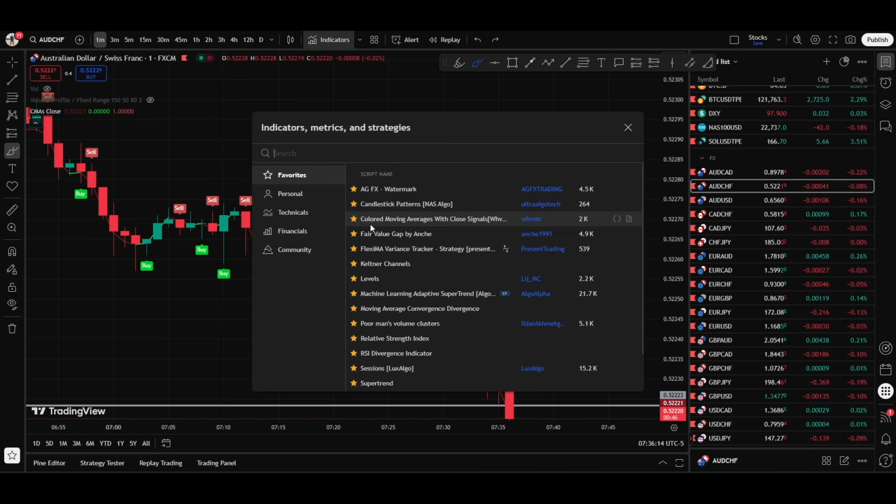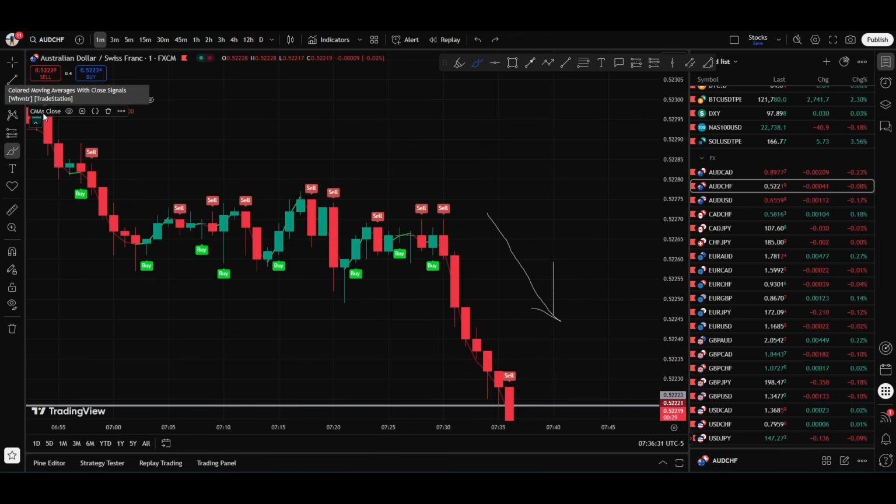To add the indicator, you need to type in this value, colored moving average with closed signals. Type in this name, and the indicator will immediately appear for you. The short name is SMA Close. Here's its full name. So, just add it and you can use it with confidence.